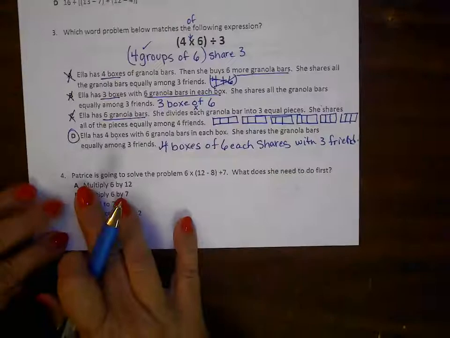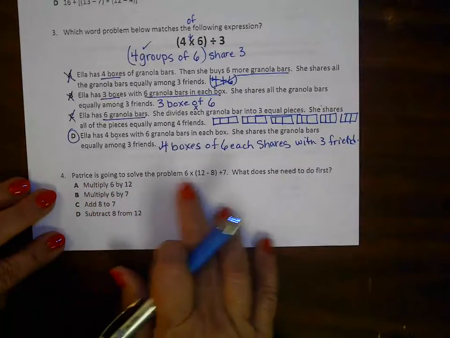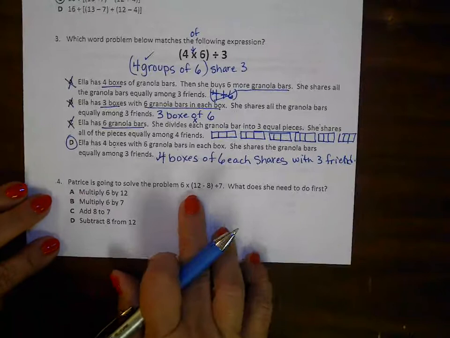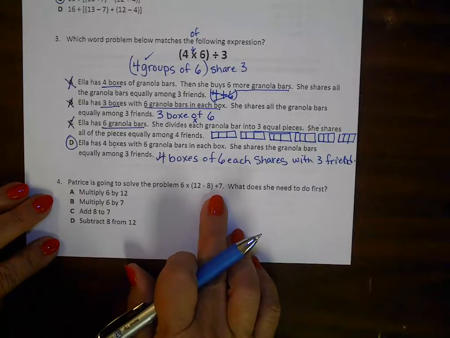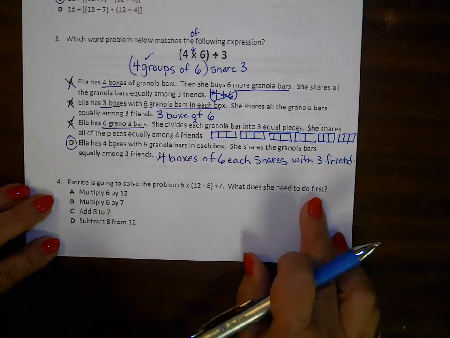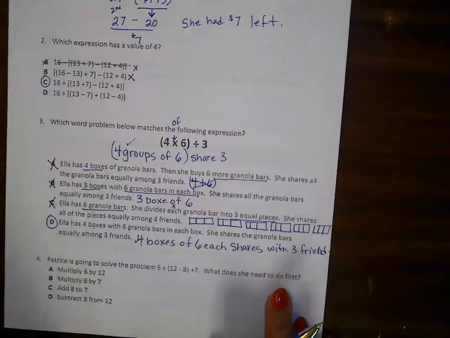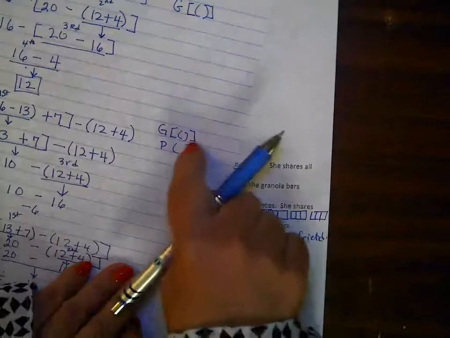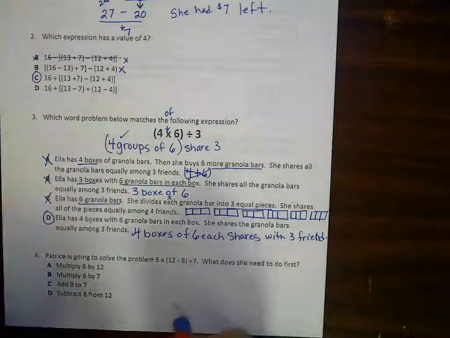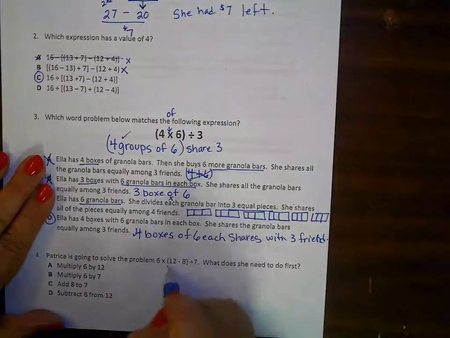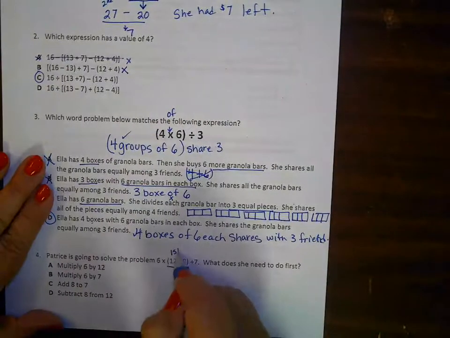Look at number 4. Patrice is going to solve this problem: 6 times, in open parentheses, 12 minus 8, close parentheses, plus 7. What does she need to do first? Hey, remember we talked about it's going to be in our groupings? Got to go to our groupings first before we do anything else. So I see parentheses. That's going to be first.